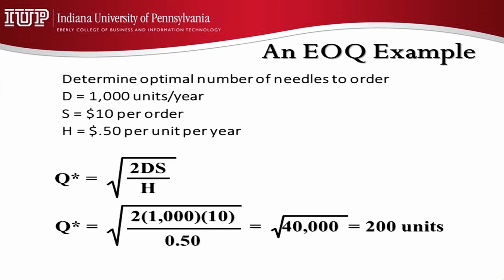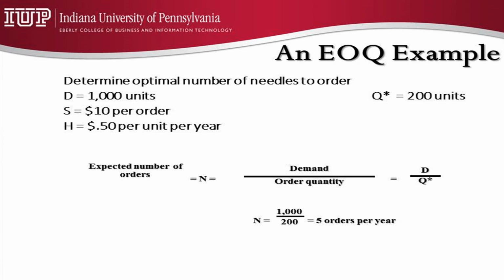So let me ask a simple question. How many orders per year? If you're ordering 200 every time, and if your demand is smooth, and your annual demand is 1,000, you are placing 5 orders a year. Go to the next slide. Here we are looking at the expected number of orders, which I already explained. It is 5 orders for the year.